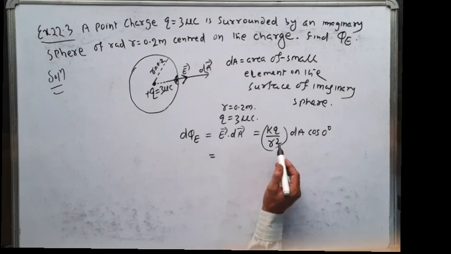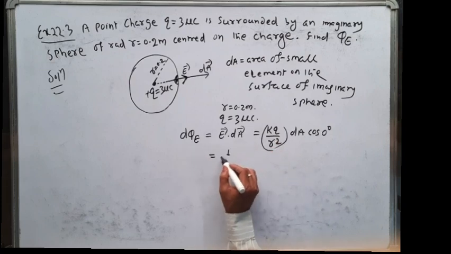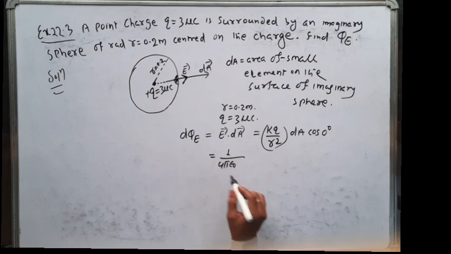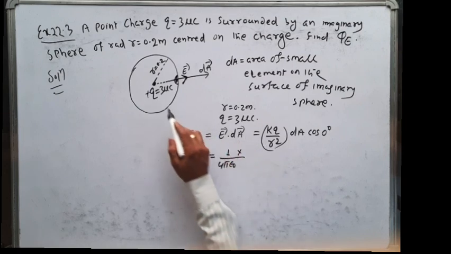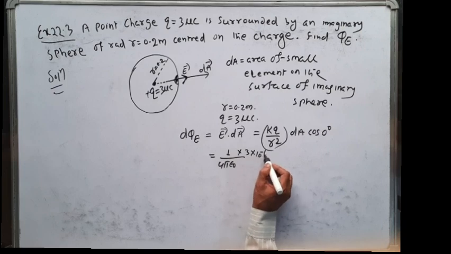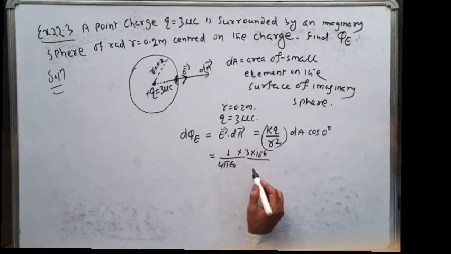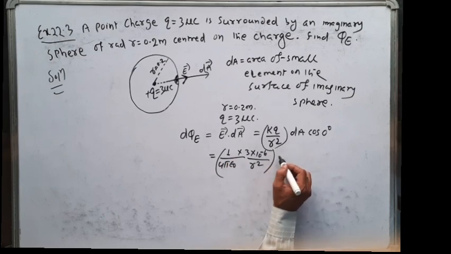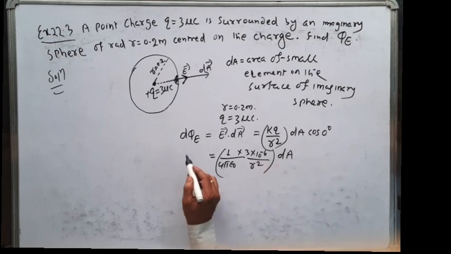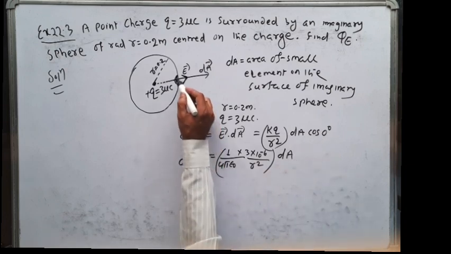So that is equal to, what is K? K is equal to 1 upon 4 pi epsilon naught. We are assuming it is an air medium, no other medium. 1 by 4 pi epsilon naught. And what is the value of Q? Q is equal to 3 microcoulomb, 3 into 10 to the power minus 6, divided by r square. Keep r square as it is. Why as it is, I will say later on. So this is kq by r square dA, cos 0 is 1. So this is the small flux passing through the small area.